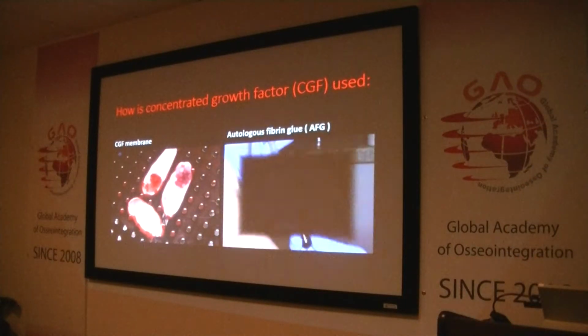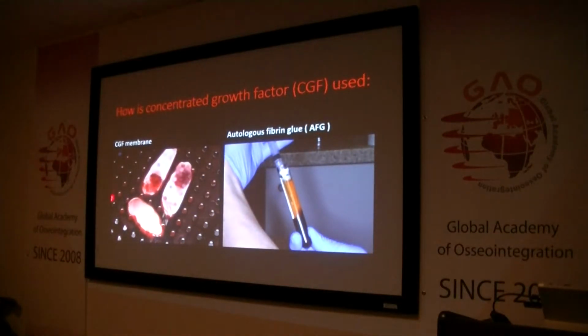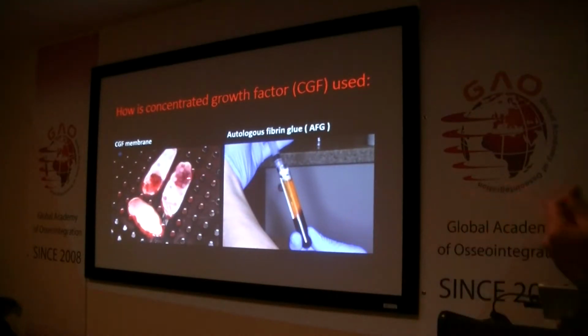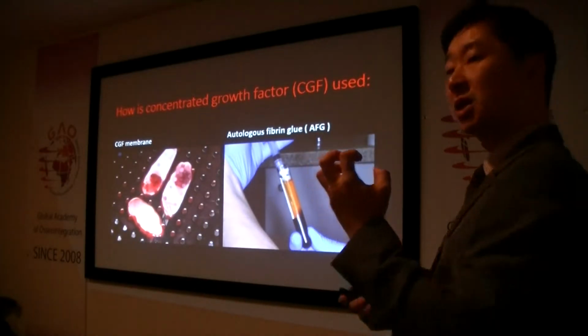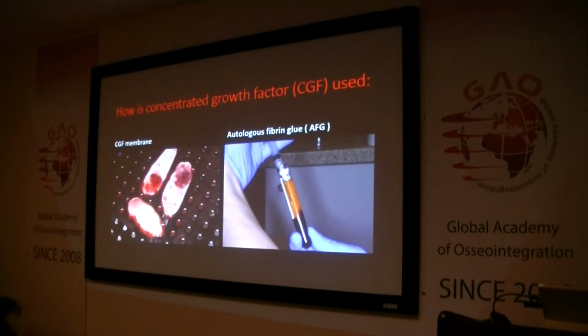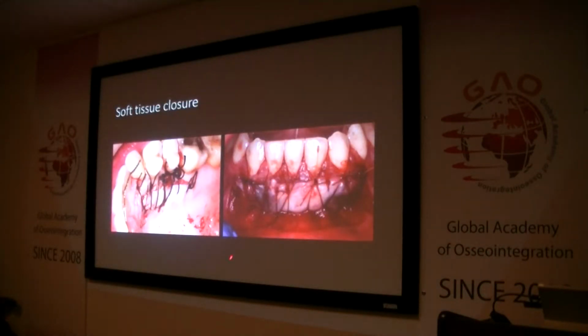Okay. So what happens is that instead of getting a membrane by using a different test tube, you can get a liquid form like a glue, and you mix that with your graft material, and it makes the bone firm, sticky, putty style. So you get two things. I'll show you how to do that a bit later as well. And I use it all the time.